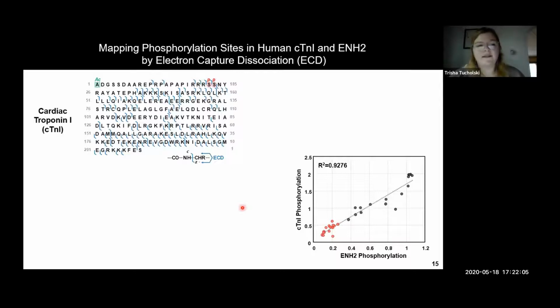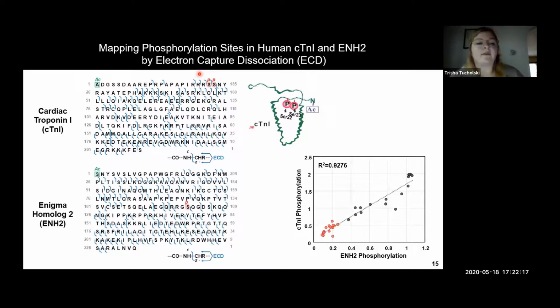So when we did this for cardiac troponin I, we mapped the phosphorylation sites to serine 22 and serine 23, which is a consensus PKA site. So that is something that's pretty well known. And then we were able to map the phosphorylation site for Enigma homolog 2 to serine, I believe it's 118. And you can see here that there's a consensus PKA phosphorylation site here. So this indicates that potentially these proteins are both regulated by PKA, and maybe there's a dysregulation in PKA signaling in the HCM samples.